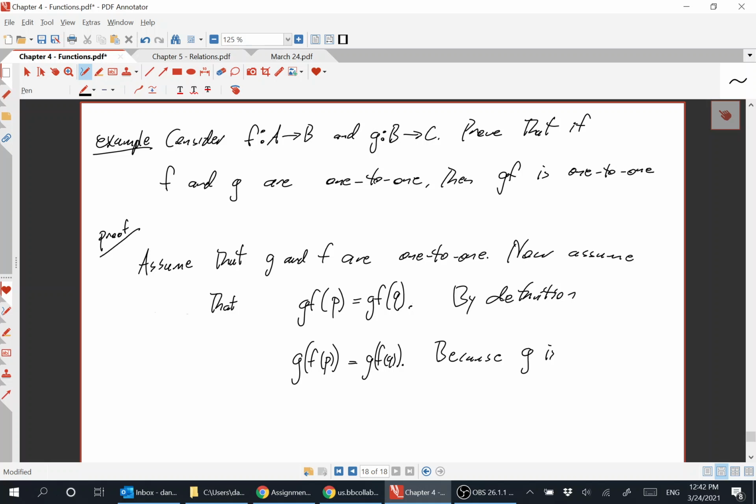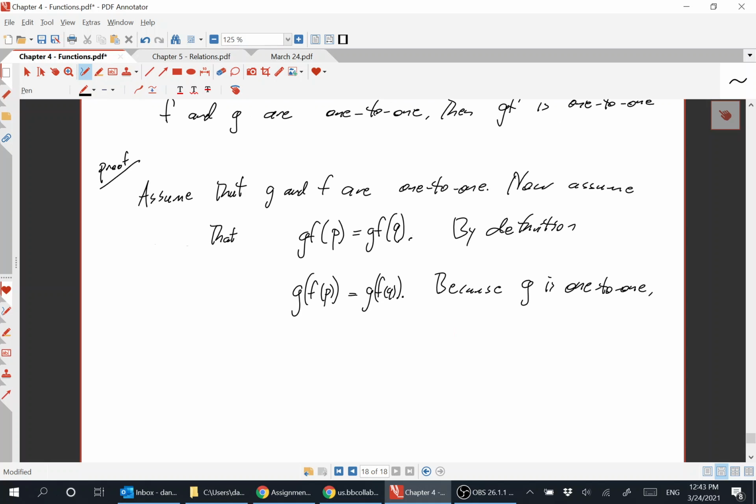What is G? What do we know about G? What do we assume about G? It's 1 to 1. Because G is 1 to 1, we get what? Right, so G of this thing and G of that thing are the same. Therefore, what must be the case?